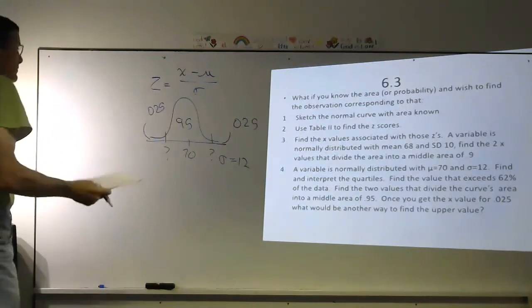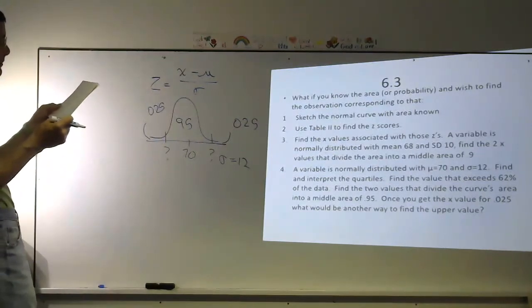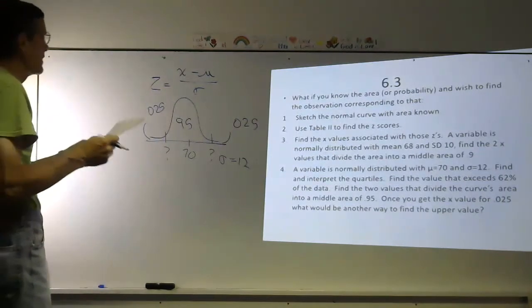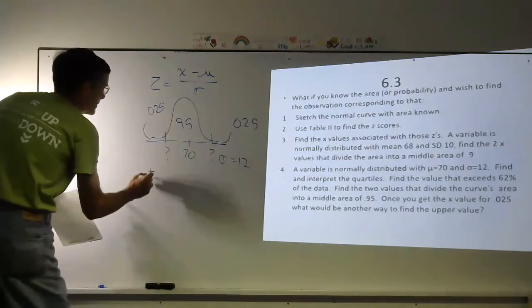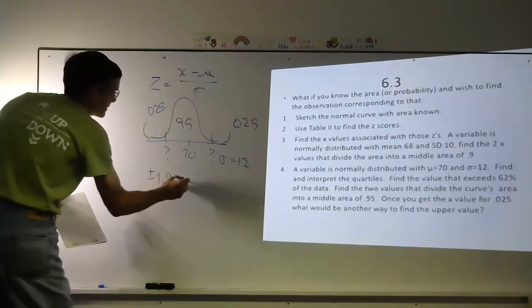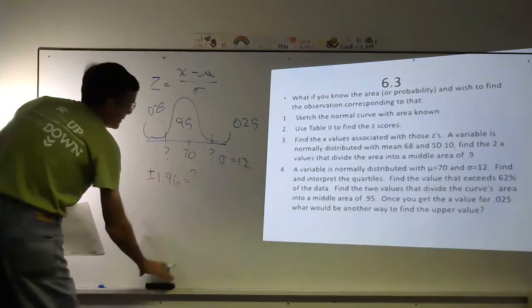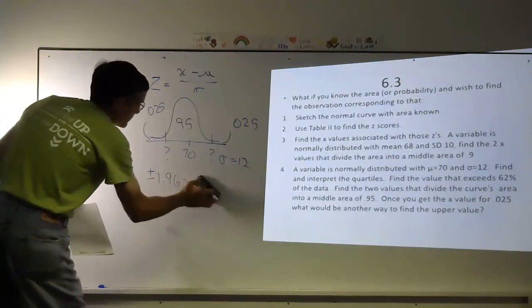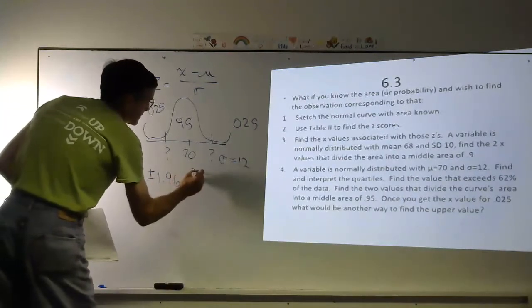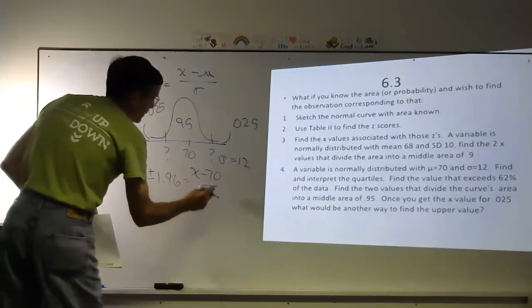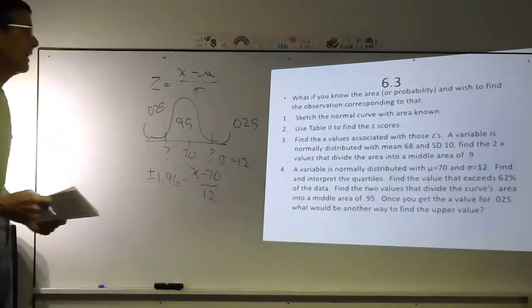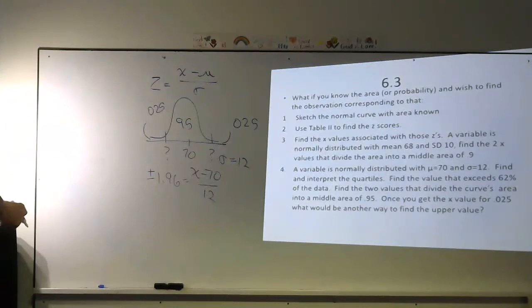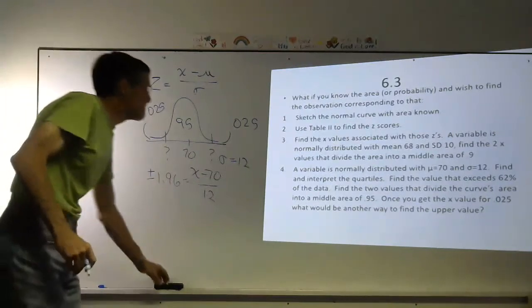If you do a reverse lookup on 0.025, it's positive and negative, plus or minus 1.96. That is the z-value: x minus 70 all over 12. Work out both of those and you'll get your two values.